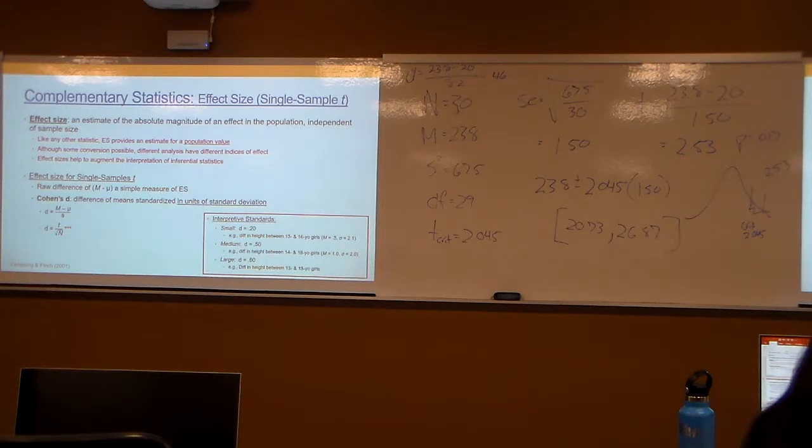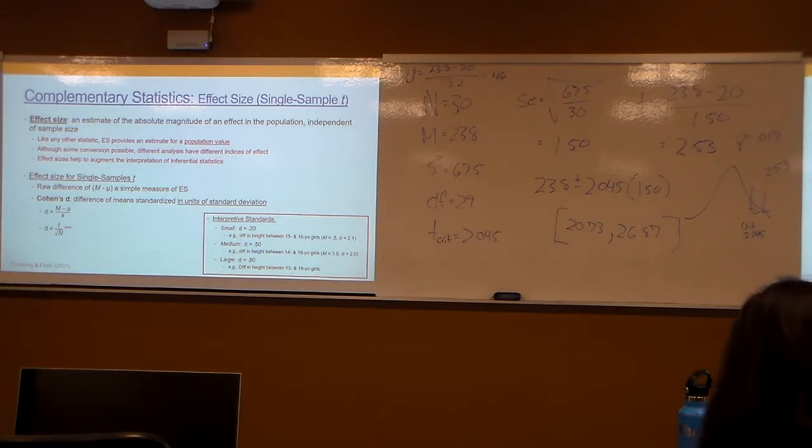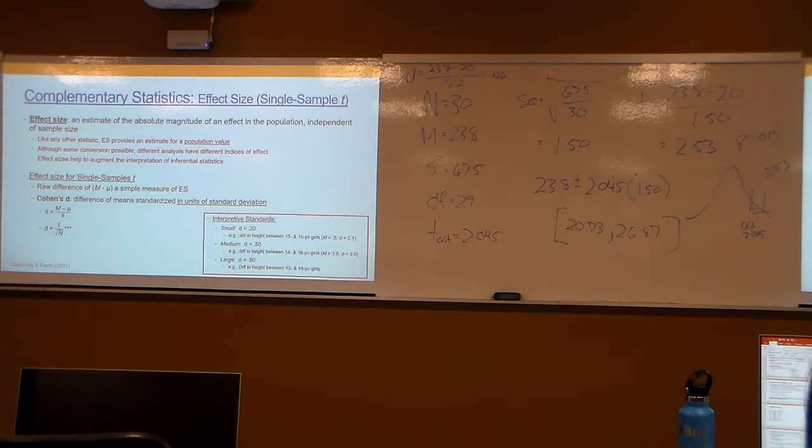Cohen identified this as the difference in height between 15 and 16-year-old girls, right? If we had a bunch of 15-year-old and 16-year-old girls and looked at their heights, statistically the 16-year-olds would be taller, but it probably wouldn't be perceptible. We probably couldn't just eyeball and see the difference there, right?